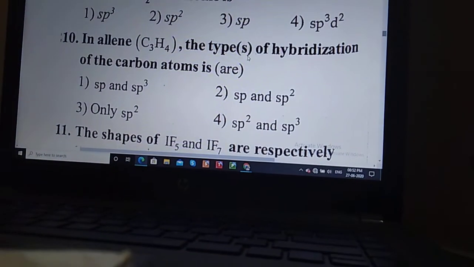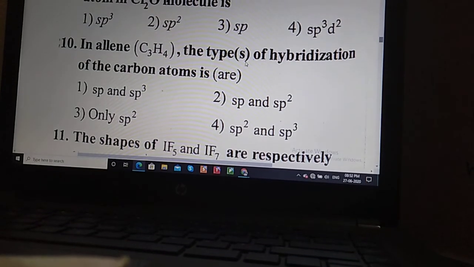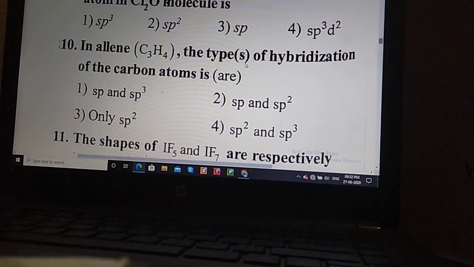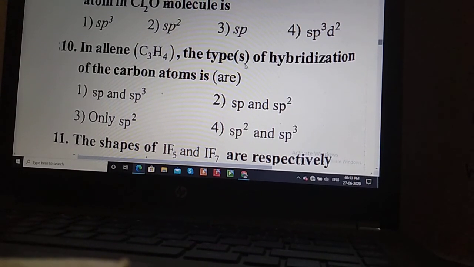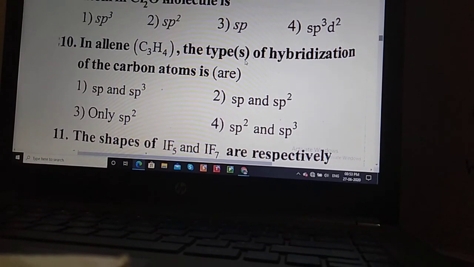Question number 210. The first one is sp, sp3. sp3 is wrong, student. sp, sp2, that is correct. Only sp2 is wrong. sp2, sp3 is wrong. The correct option is option number 2, student: sp and sp2, these two types of hybridization are there.